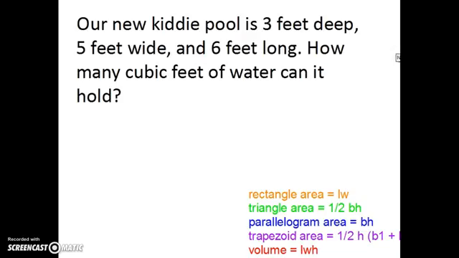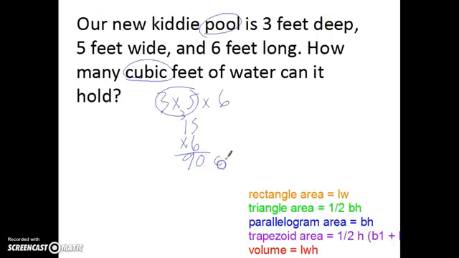Our new kiddie pool was 3 feet deep, 5 feet wide, and 6 feet long. How many cubic feet of water can it hold? Well, as soon as I see the word cubic and I had the word pool, I'm already going for volume, which is just length times width times height. So we got 3 times 5 times 6. 3 times 5 is 15. 15 times 6, there's 30. Carry my 3. 90 cubic feet.